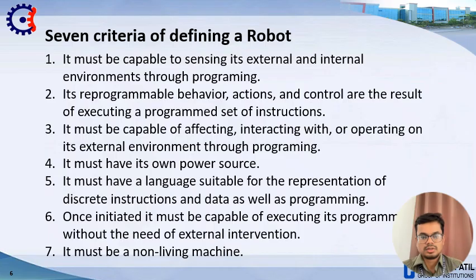Later we'll be discussing the 7 criteria of defining a robot. So not all machines are robots. There are a few criteria that a machine must fulfill to be called a robot. So what are these criteria, we'll be discussing here. First is that it must be capable of sensing its external and internal environments through programming. So if a robot is in a certain environment, it must be able to sense its internal and external environments to be useful. That can be done through sensors.